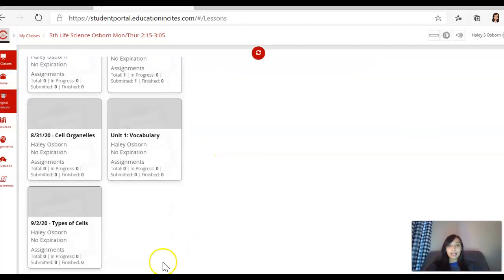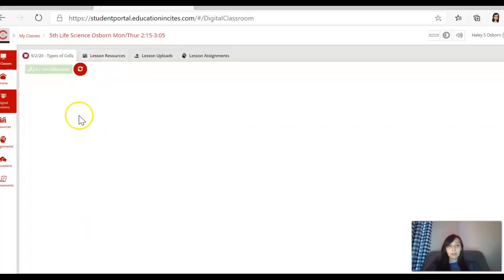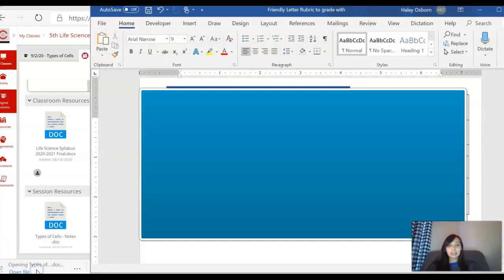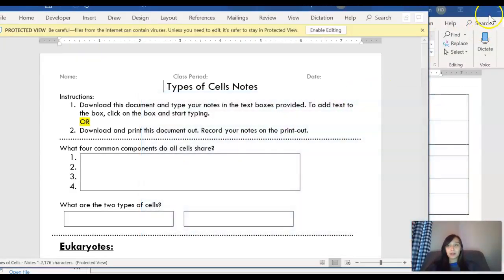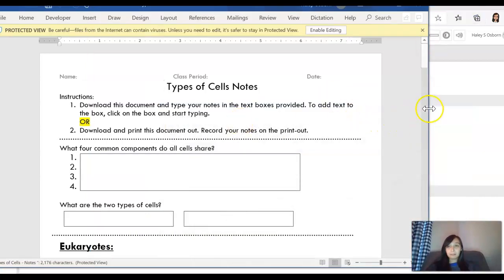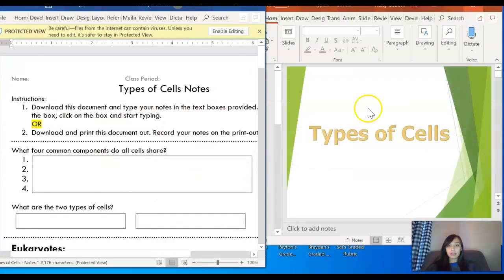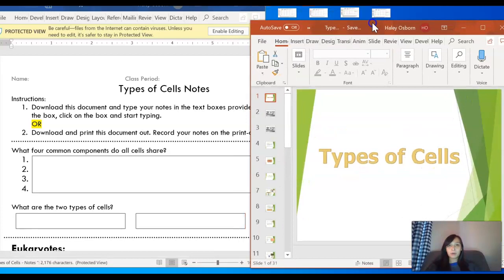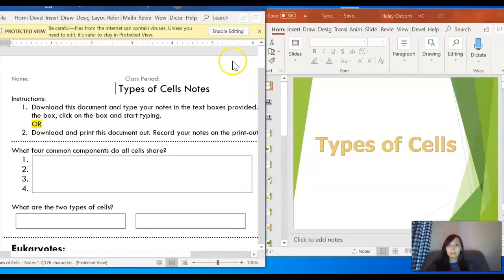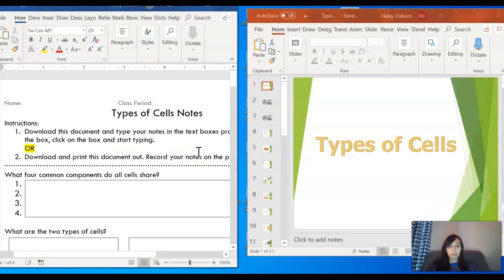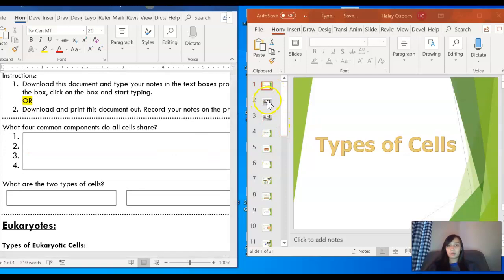So let's go back, and today we're going to talk about the types of cells. So I'm going to click here, and I will change that date in a second. And I'm going to click on our types of cell notes and hit download, so you guys can have this open while we work today. If you are unable to download this document, you are more than welcome to just write the notes down. That's perfectly fine. Just have the sheet pulled up and you can write the notes down on your own paper, or you can print it out, whatever works for you.